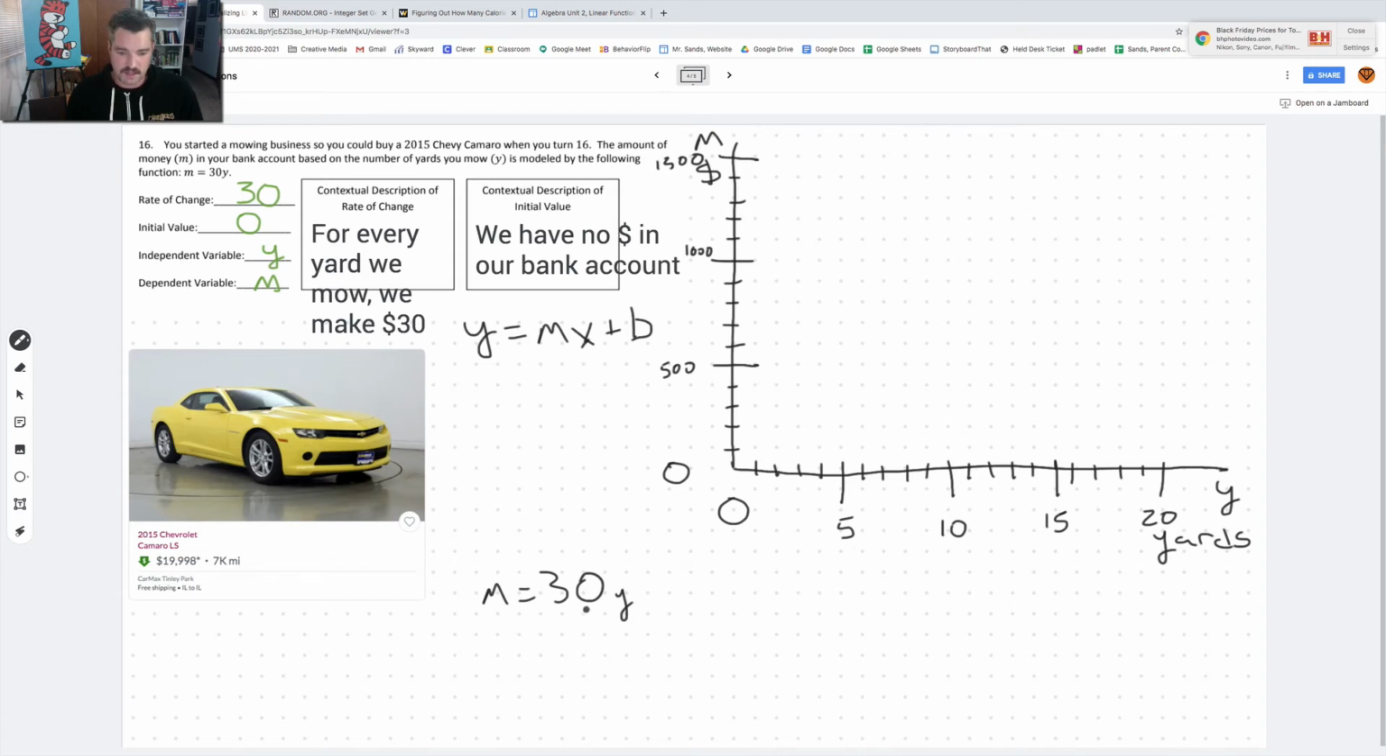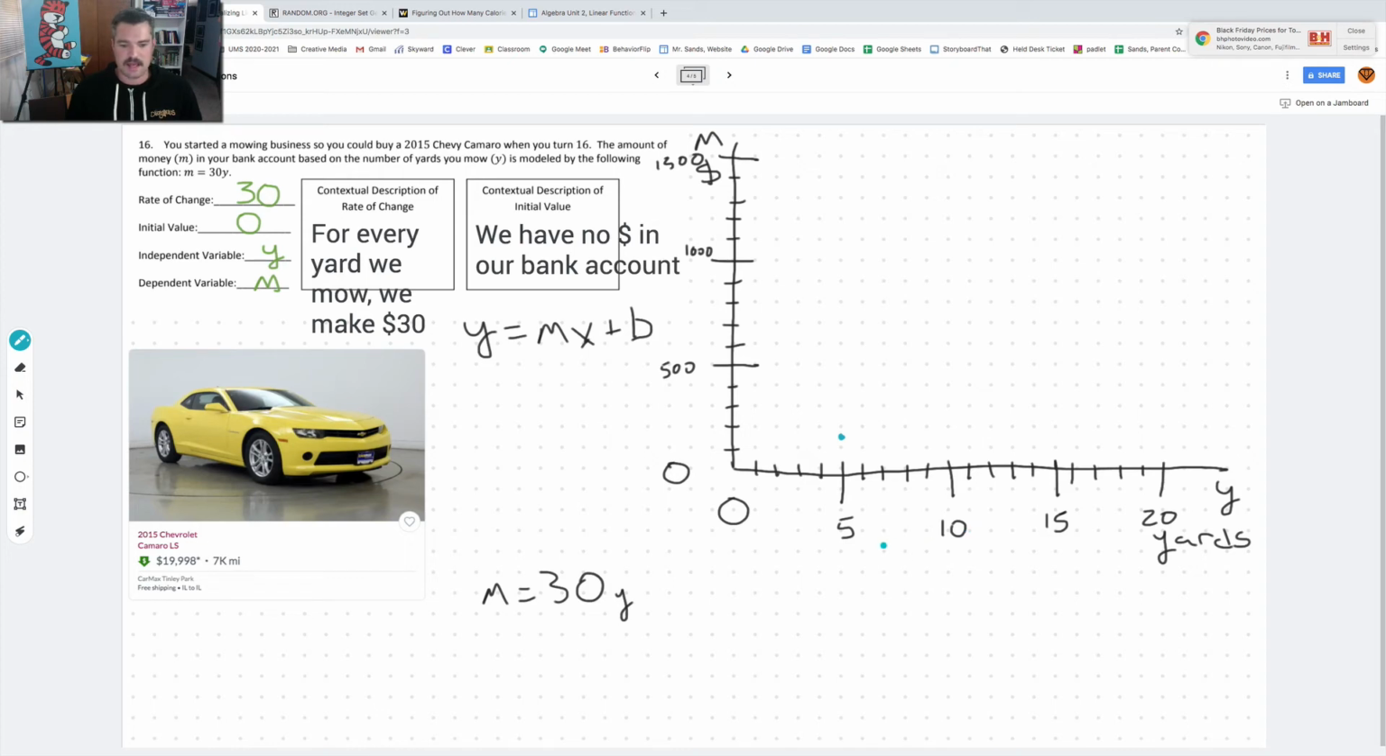So again, we said that if we mowed 5 yards, 30 times 5 is 150. Let's use a different color here. So 150. So this is 100. This is 200. It's going to be about halfway in between, right? So that will be 1 point on our line.